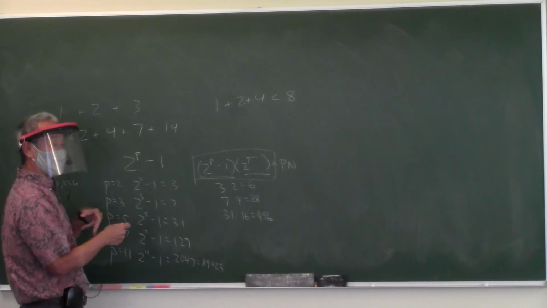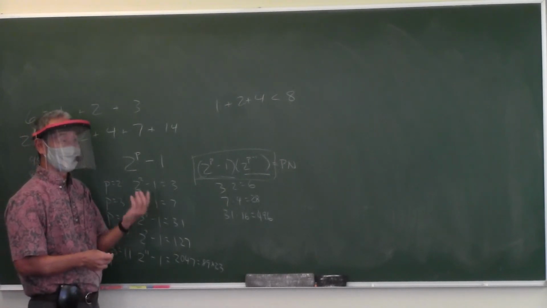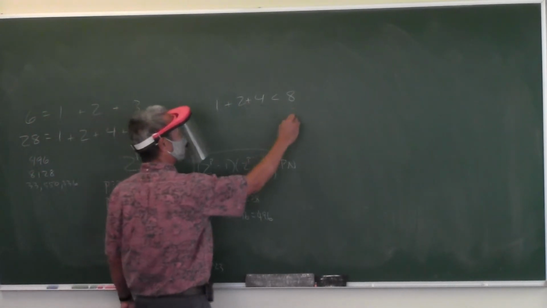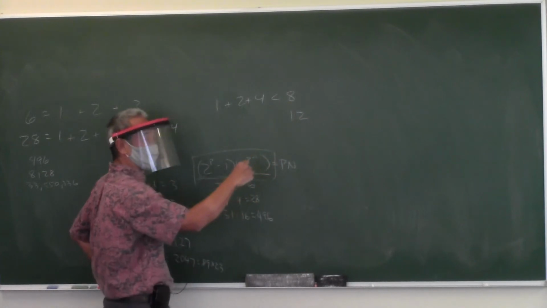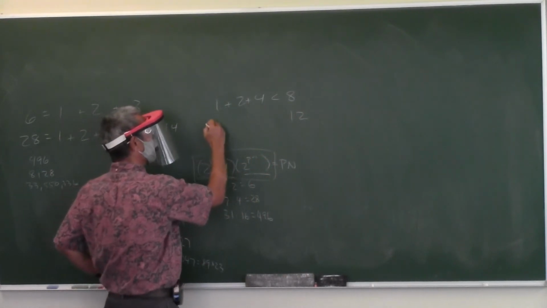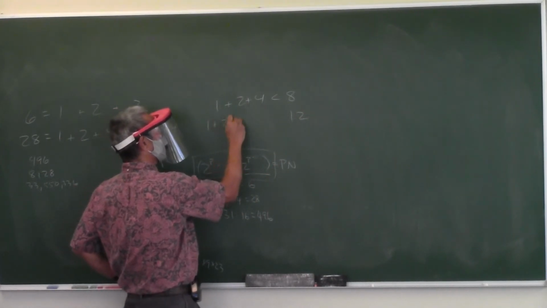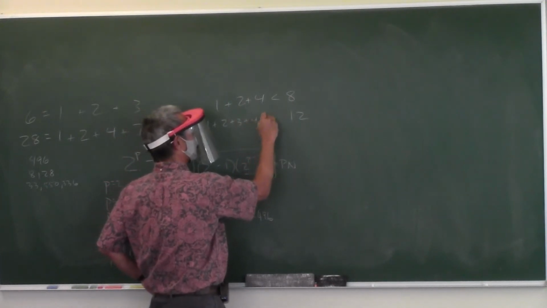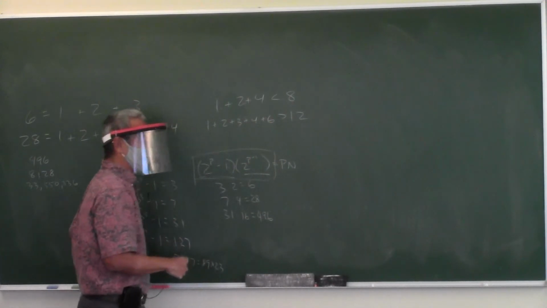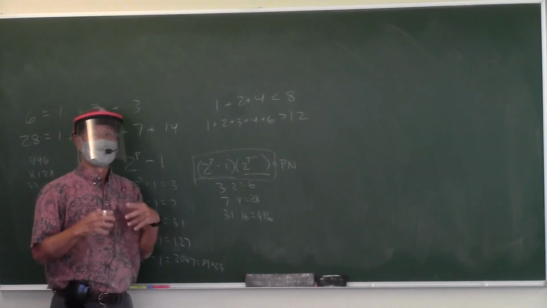Perfect, deficient. But what happens if the sum of the proper factors is greater than the number? For example, 12. What are the proper divisors of 12? 1, 2, 3, 4, and 6. That's obviously greater than 12. So we say that 12 is an abundant number.